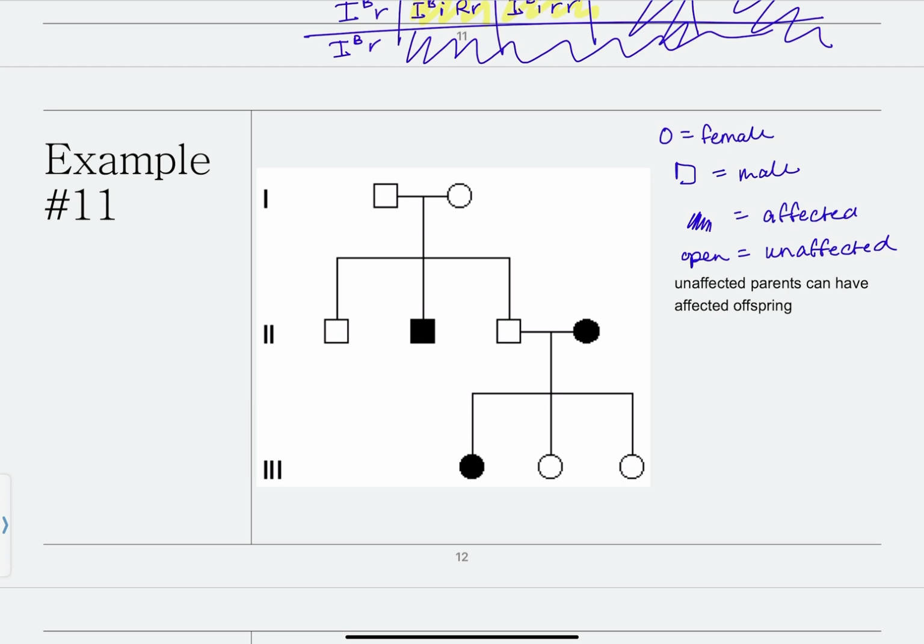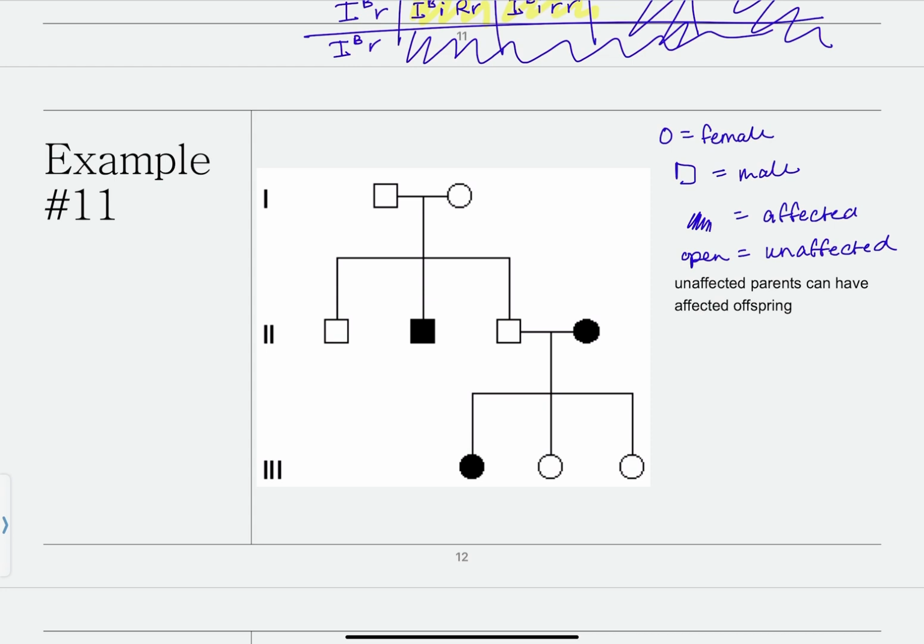Is it recessively inherited, or is it a dominant type of inheritance? And again, the difference between the two is you have to have two recessive alleles to express the phenotype if it's a recessively inherited trait. If it's a dominantly inherited trait, then you only need one dominant allele.